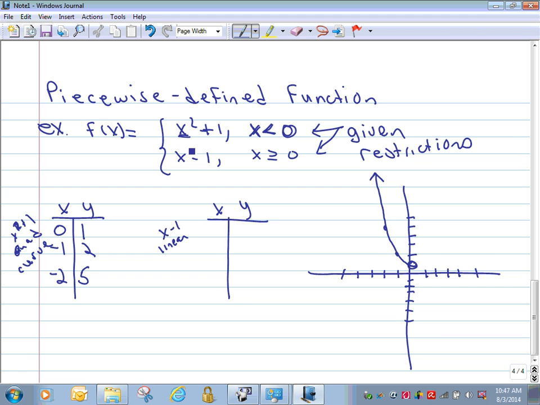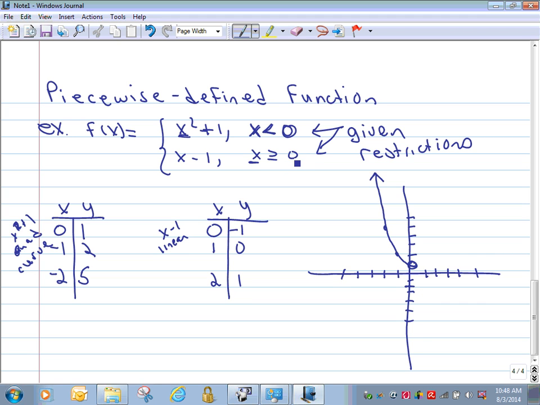All right, let's go ahead and plot some points for our line. Again, because we're given a restriction, x is greater than or equal to 0, we're going to go ahead and start with 0. We put a 0 in, we're going to get -1. Since it's got to be greater than that, we'll put 1 and we'll get 0, and we'll go ahead and do one more and we'll put 2 and get 1. Okay, those are 3 points on our line.